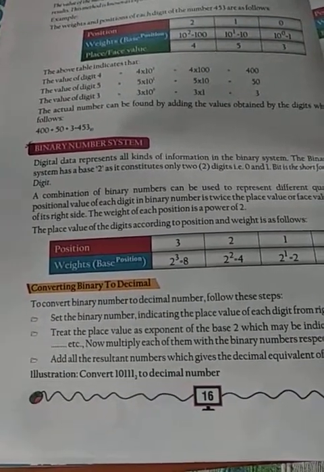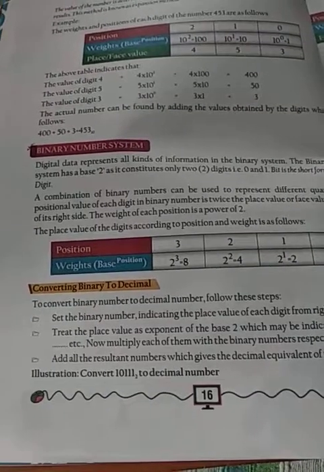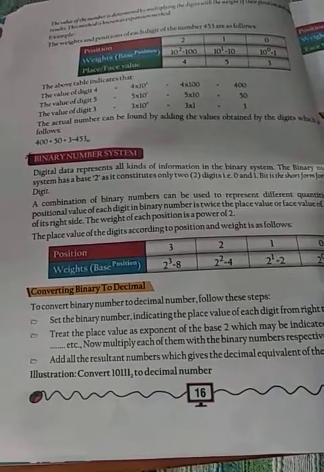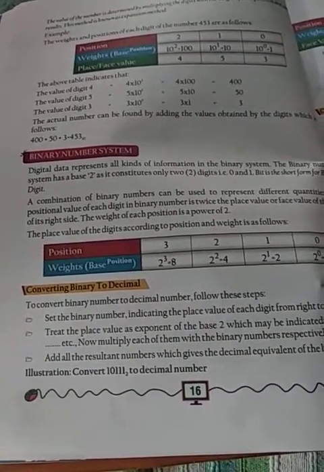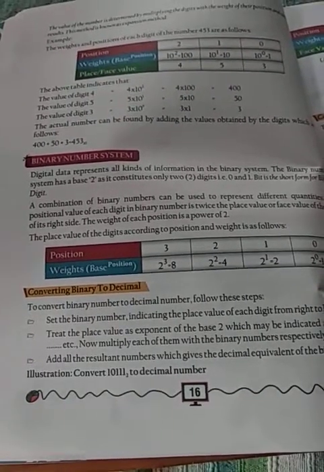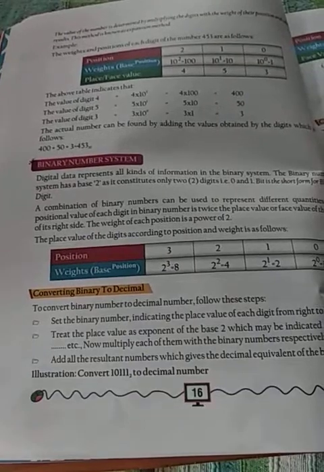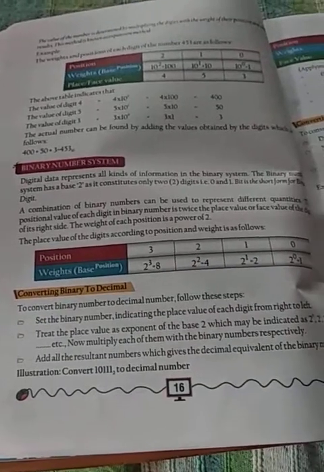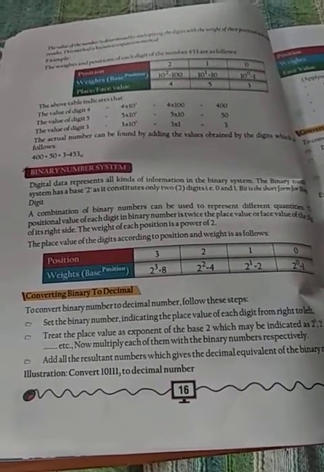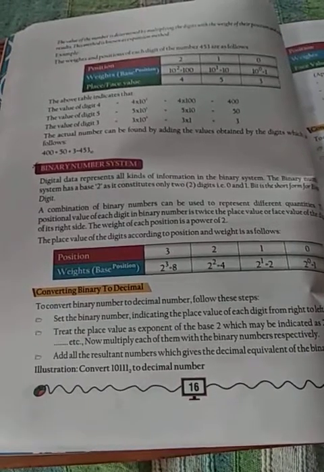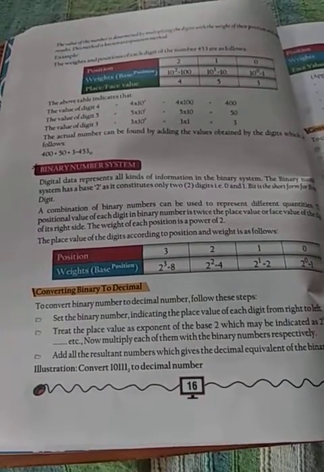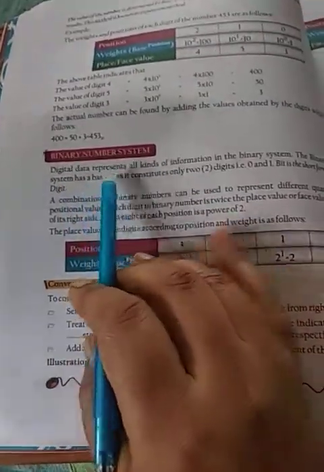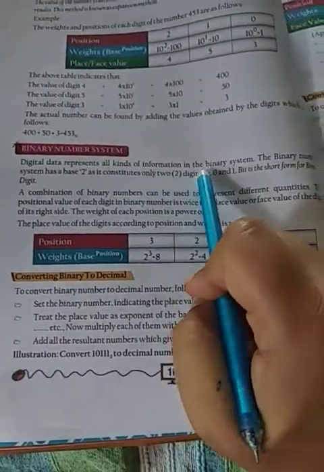Today we'll learn about the binary number system. Now, as you know, our digital data can be stored in the form of only 0 and 1. In simple words, the computer can understand only the language of 0 or 1, either on or off. So all the data that is stored in the computer is represented in the form of 0 or 1, the binary number system. Digital data represents all kinds of information in the binary system.